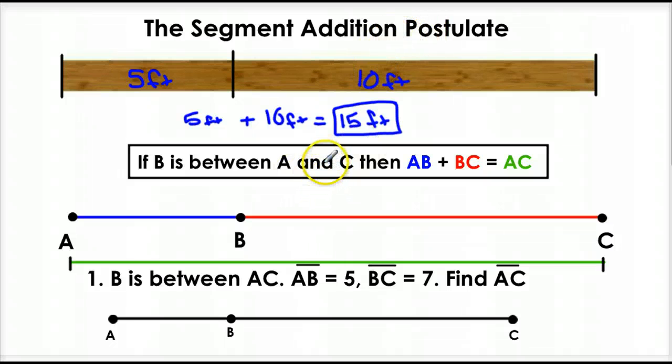So I'm about to get mathy on you, but the segment addition postulate is: if B is between A and C, so if you have a point between two points, then segment AB right here plus segment BC over here is equal to the whole thing. This is exact, these two things are the same exact thing. If you add the two segments together, you get the length of the whole thing.